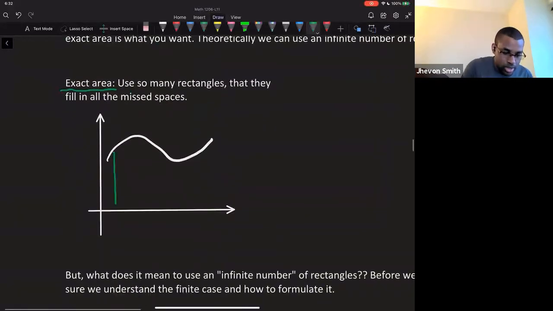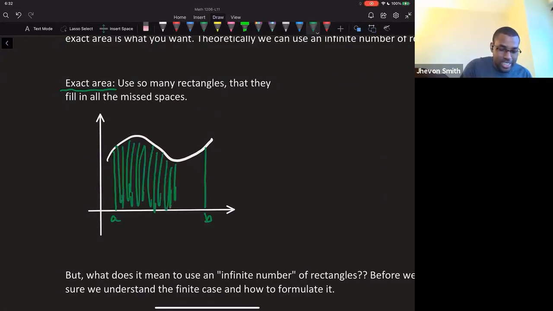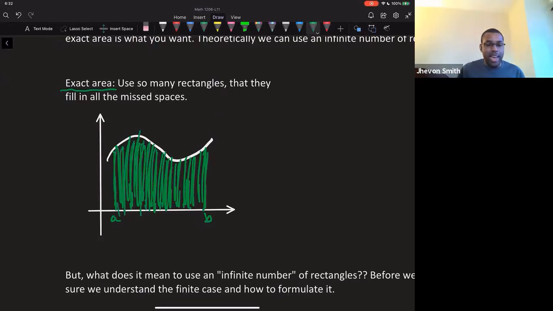So what you can do is you can use an infinite number of rectangles, right? So make the width of the rectangles very small, use an infinite number of them, and then it's like adding up the areas of all these rectangles, you would get essentially exactly the area under the curve. There's going to be no space left over because every time there's a space, you can throw in another rectangle. You have an infinite amount of rectangles to play with, right?